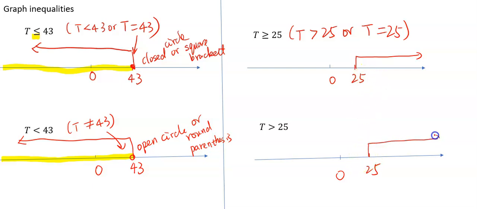But again, in order to show the difference between these two, in this case, I don't have a little line. That means t is only greater than 25. t is not equal to 25. So we're going to use an open circle here and a closed circle here.